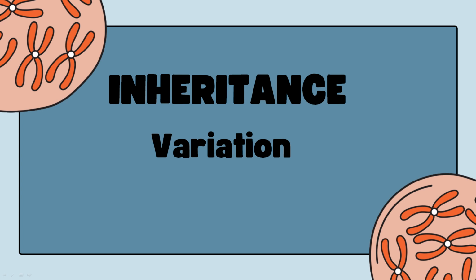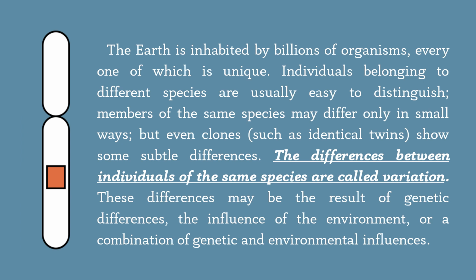Let's start. The Earth is inhabited by millions of organisms, every one of which is unique. Individuals belonging to different species are usually easy to distinguish. Members of the same species may differ only in small ways. But even clones show some subtle differences. The differences between individuals of the same species are called variation.